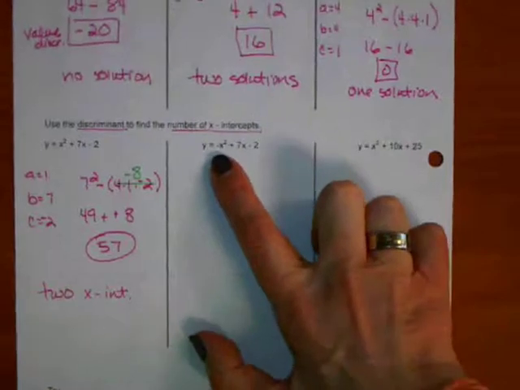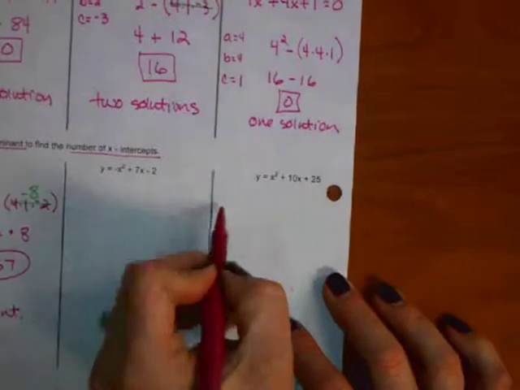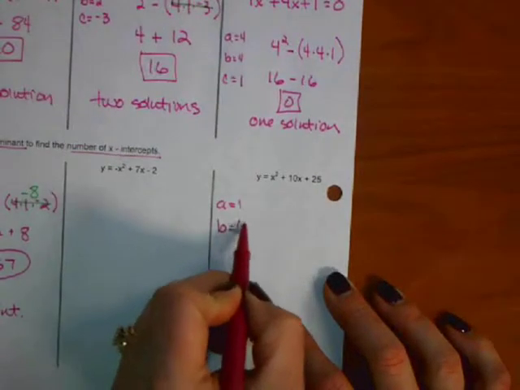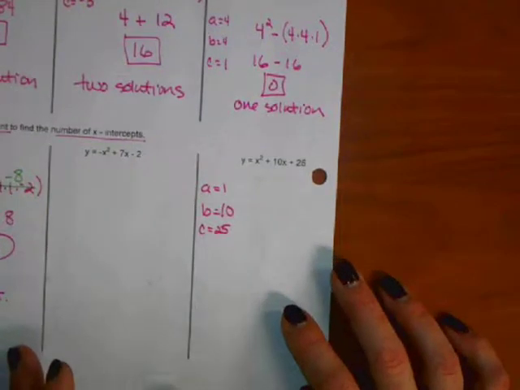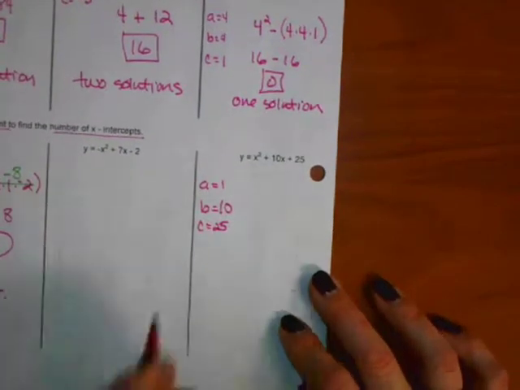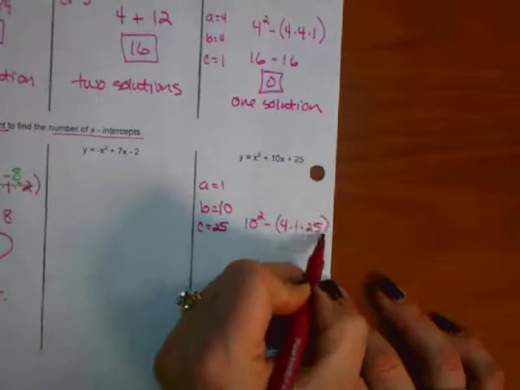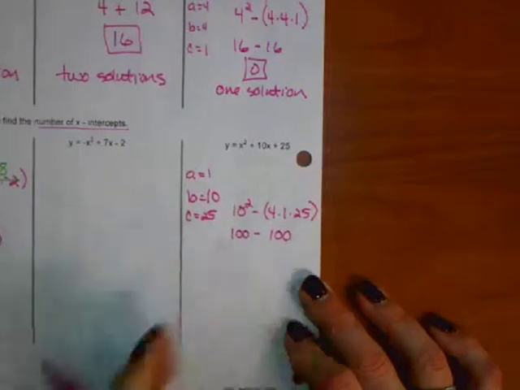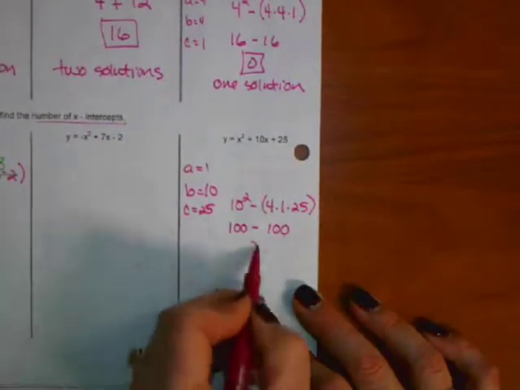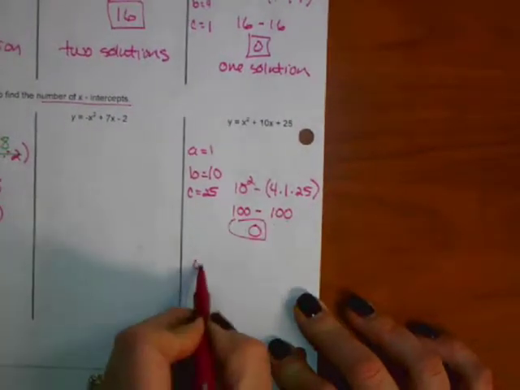This one really isn't any difference. But I do want to ask you, what's a here? You all see that, correct? Okay, let's do this one. a equals 1, b equals 10, c equals 25. 10, I almost said 2. 10 squared minus 4 times 1 times 25. 100 minus 100 equals 0. So how many solutions, or x-intercepts? 1 x-intercept.